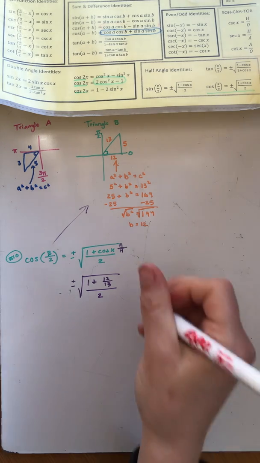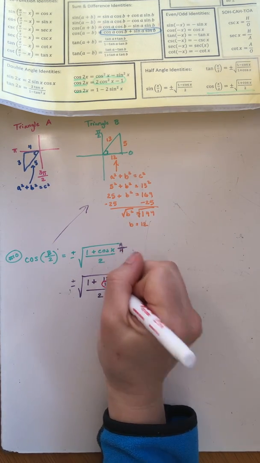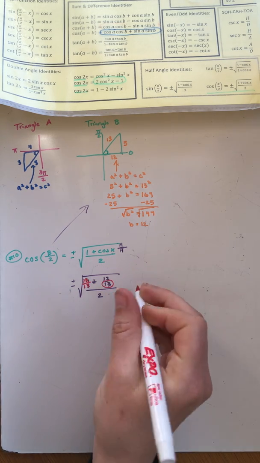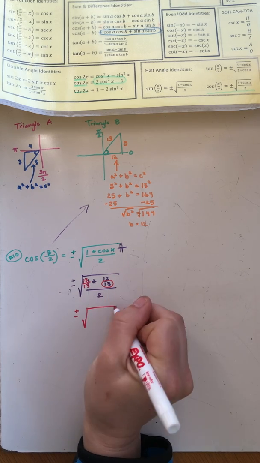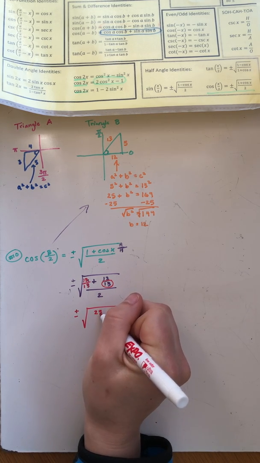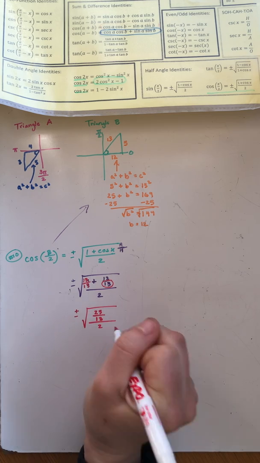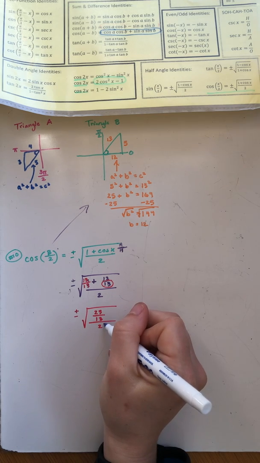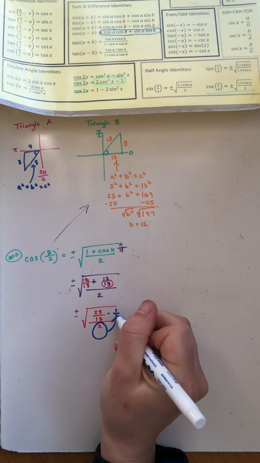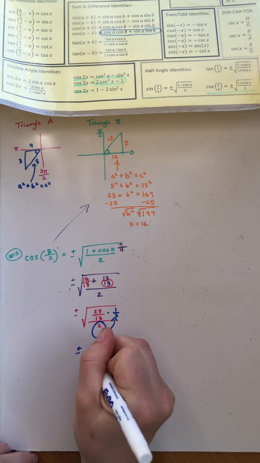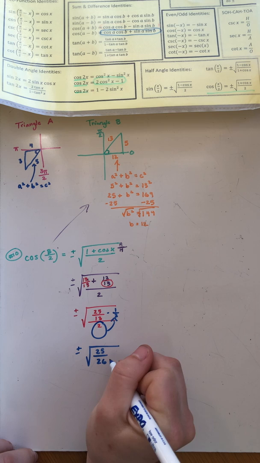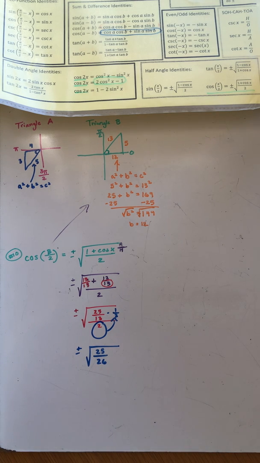The first step is to get that common denominator. So I have a 13 here, so my 1 is going to become 13 over 13. And that gives me 25 over 13 divided by 2. Then we multiply by the reciprocal. 25 times 1 is 25. 13 times 2 is 26. And then our last step is just to decide whether it has to be positive or negative.